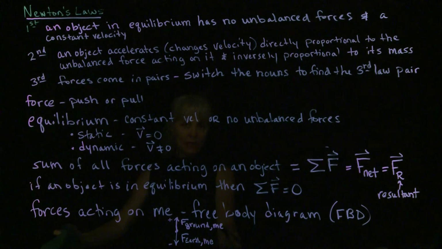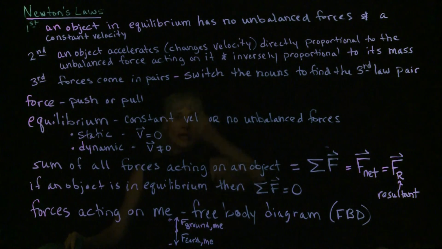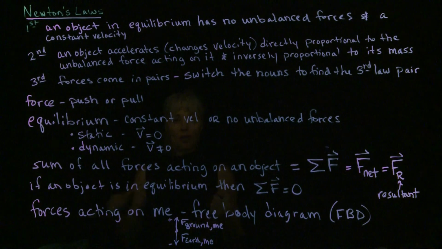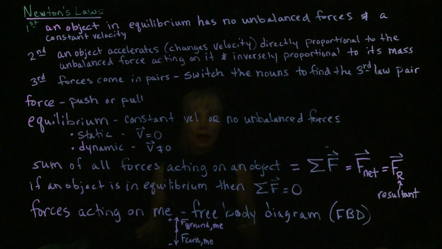How do I know I would get 0? Because I am in static equilibrium. In other words, I am not translating vertically at all. My velocity vertically is not changing. So I know I have a constant velocity. Specifically, I'm in static equilibrium. Therefore, there have to be no unbalanced forces acting on me, and any forces that are acting on me must sum up to 0.